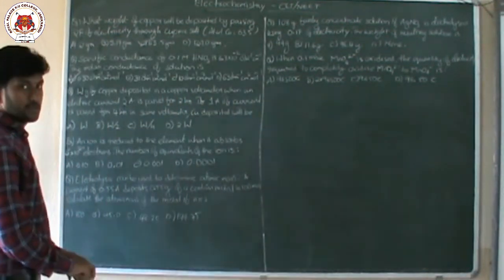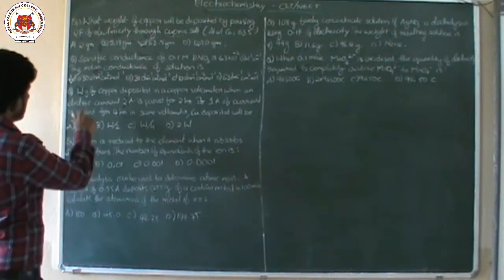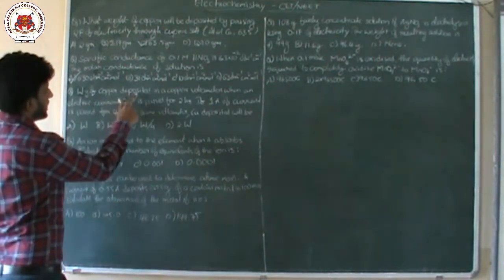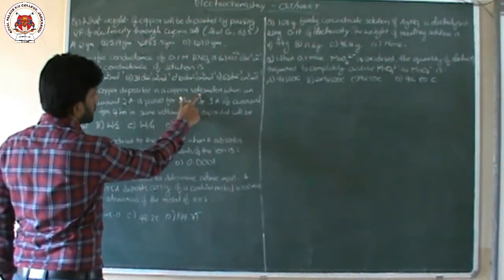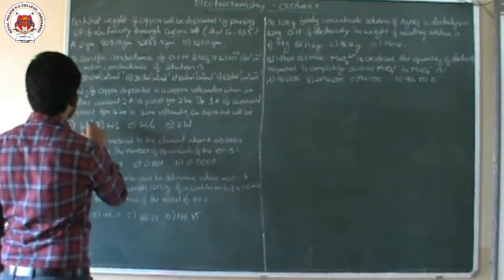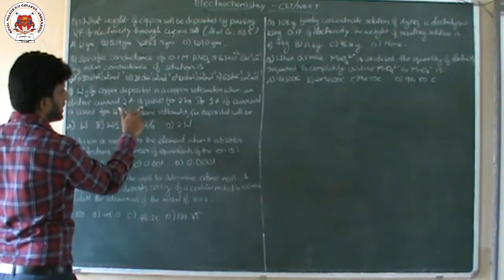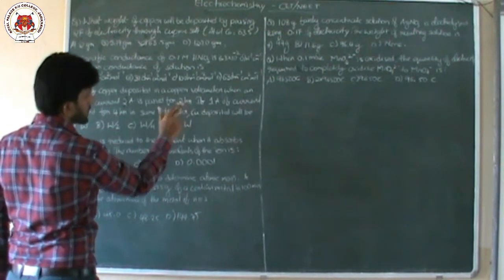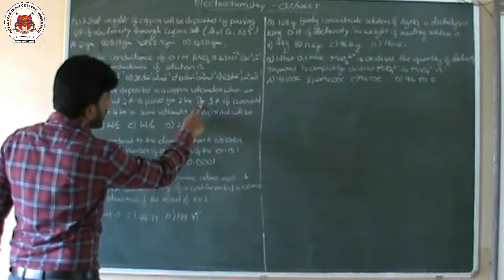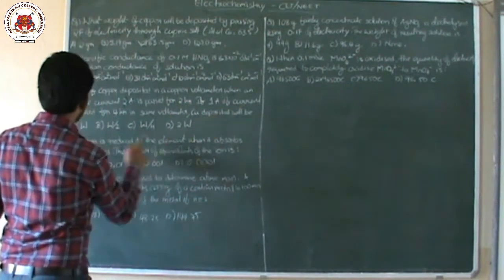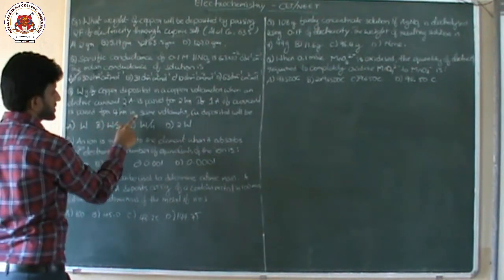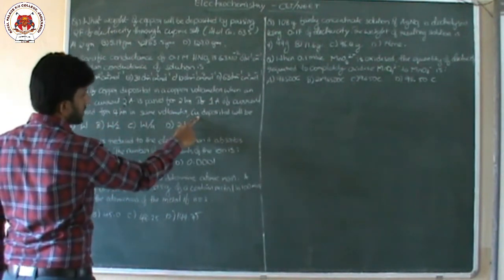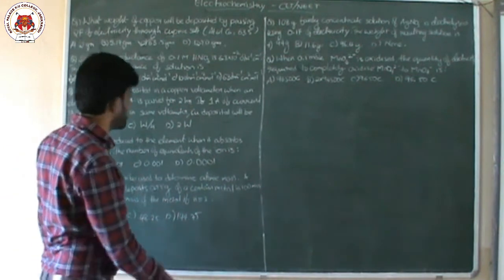Next question. W grams of copper is deposited in a copper voltmeter when an electric current of 2 amperes is passed for 2 hours. If 1 ampere of current is passed for 4 hours in the same voltmeter, copper deposited will be.